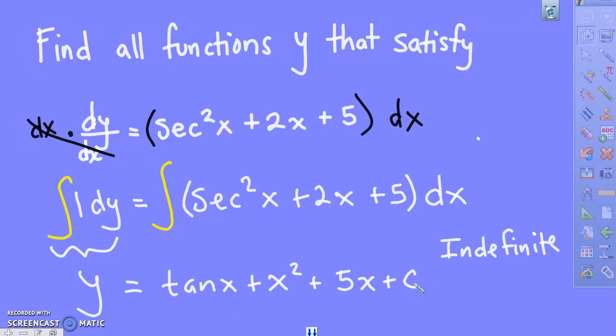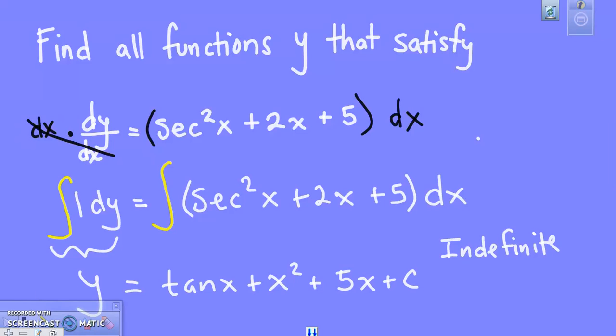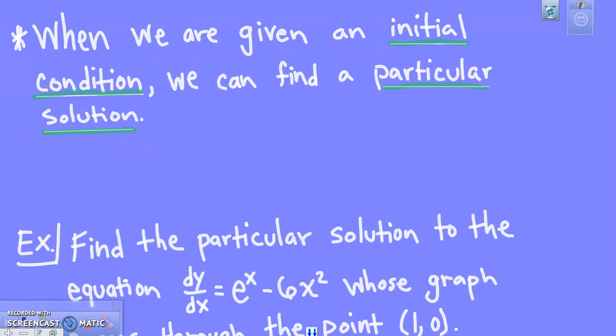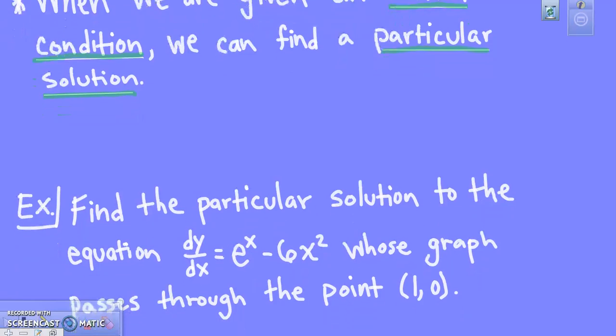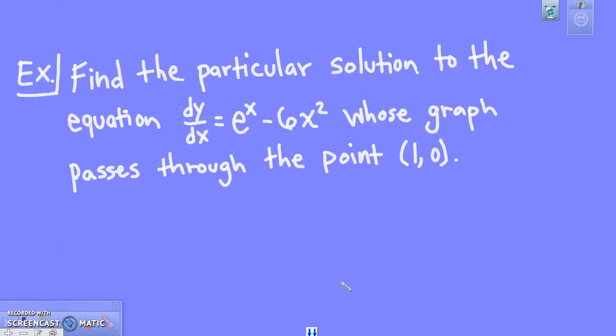So what this says is that we have a family of functions, okay? C can be any value, any constant. When we take the derivative of it, no matter what c is, no matter what the constant is, we'll always get secant squared x plus 2x plus 5. So in this case, we have pretty much a family of functions. When we are given an initial condition, we can find a particular solution. Okay? So let's take an example for that.